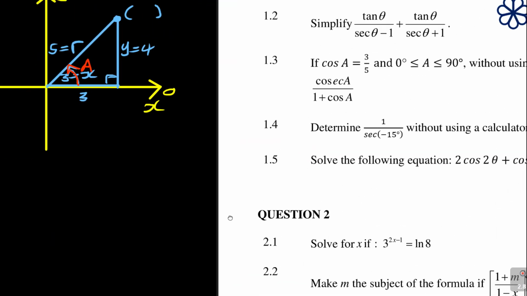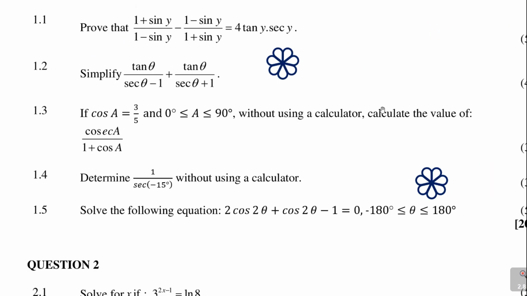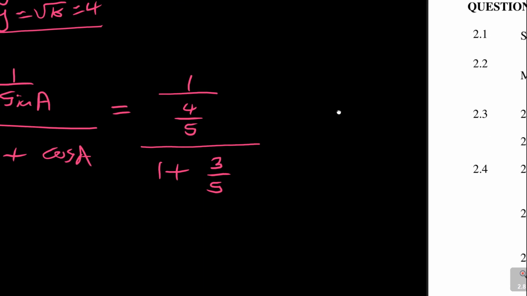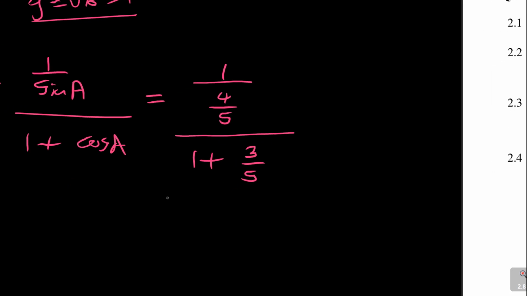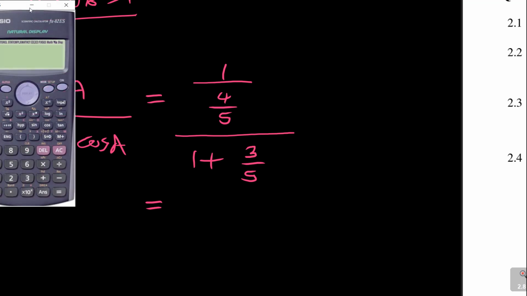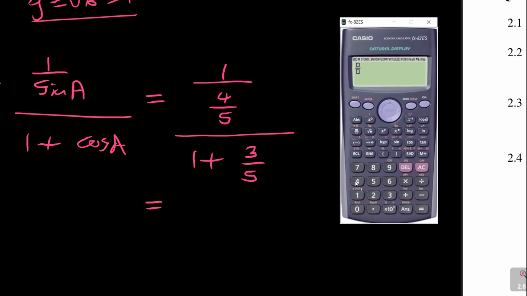Now let me come back to this question. What did they say here? They said without using a calculator. So I'm not going to use a calculator, that's what they're saying here. But of course, I can just use my calculator to say what is 1 over 4 over 5, where you put a fraction, 4 over 5. It's simple, I think you can even tell, it's 5 over 4. But when I come back to 1 plus 3 over 5, I can even add that without the assistance of a calculator. It's 8 over 5.